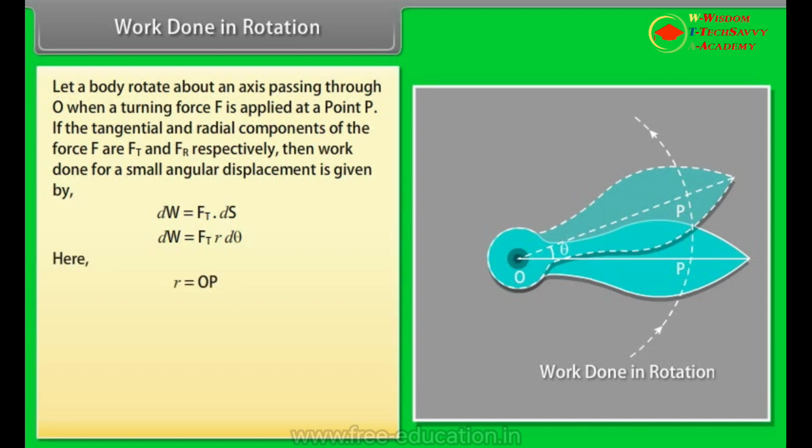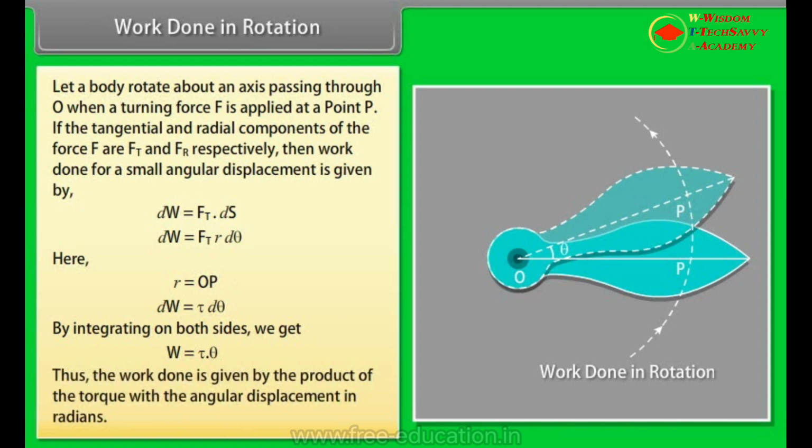Replacing the above equation in terms of tau, we get dW is equal to tau d theta. By integrating on both sides, we get work done is equal to the product of tau and theta. Thus, the work done is given by the product of the torque with the angular displacement in radians.